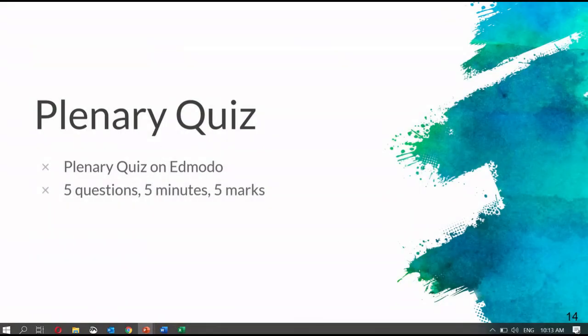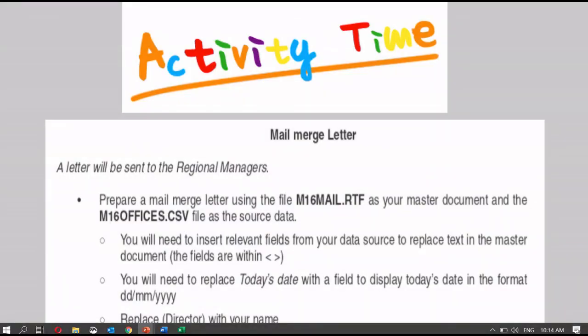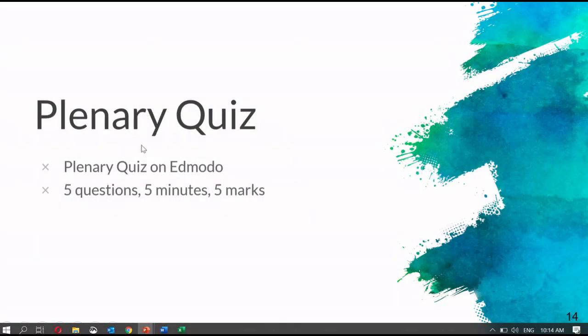Also, you have a second task for this week, which is a plenary quiz. This plenary quiz, you will find it posted in your Edmodo group. There will be 5 questions for 5 minutes and 5 marks. And this also has to be done as your task for this week. So remember, your task this week is 2 tasks. One, you have to complete this activity of creating the mail merge letter. The documents will be given to you. And your second task for this week is to complete the plenary quiz, which is on Edmodo, the one of 5 questions, 5 minutes, and 5 marks.